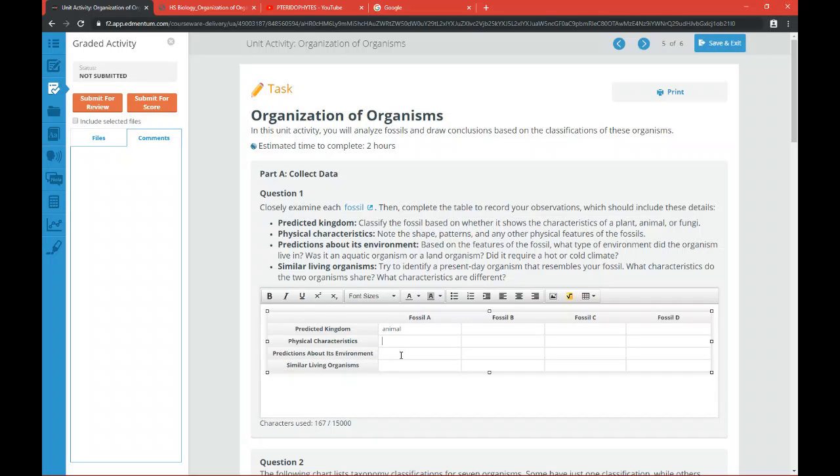Describe the physical characteristics. Well, we're going to say it looks like a shell. It is spiral. It looks like it's going to have been hard, maybe even protective for the animal.